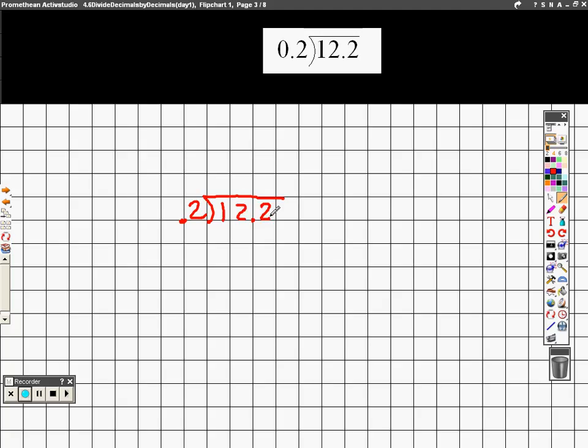Okay, the first thing that I need to do is to make my divisor a whole number. So I'm just going to move my decimal point over, and that's like multiplying by 10. And what I do to my divisor, I need to do to my dividend. So I move this decimal point over also.